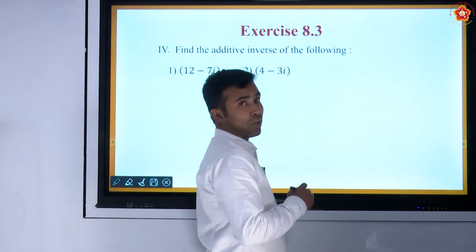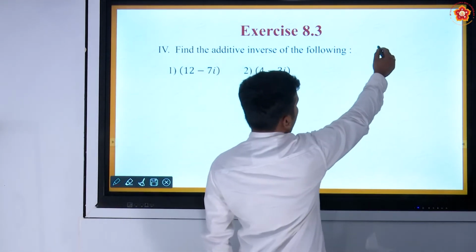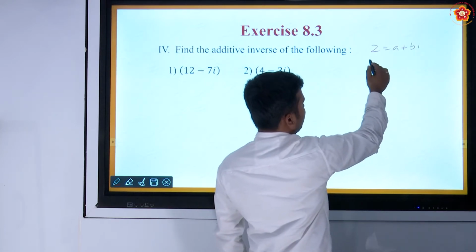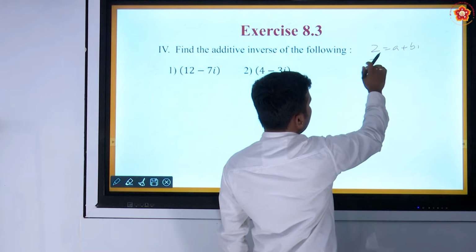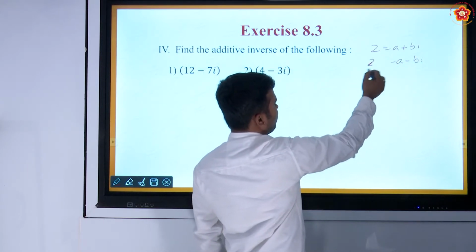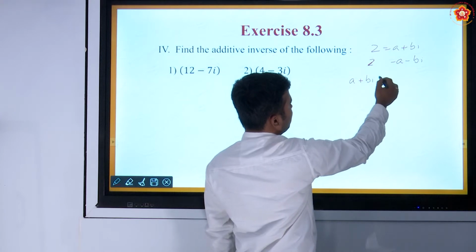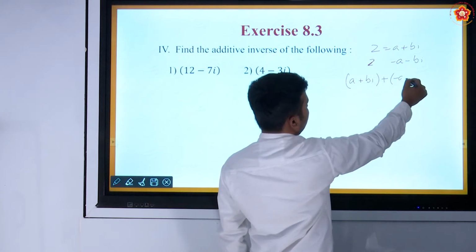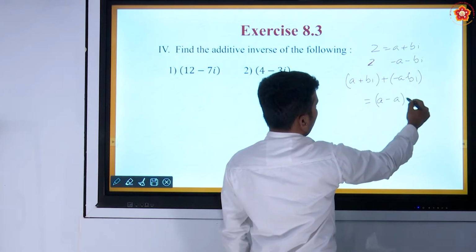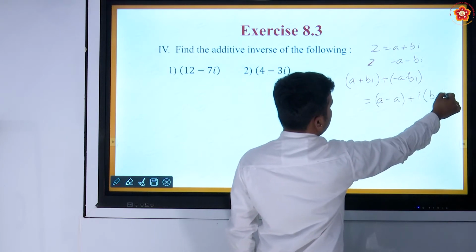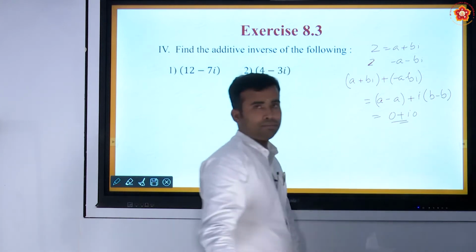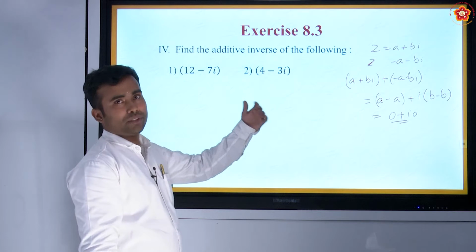What is the additive inverse of a complex number? Say if z is equal to a plus bi, then its additive inverse will be minus a minus bi. If you add, it will be a plus bi minus a minus bi. So this is equal to a minus a plus i times b minus b, and this is equal to 0 plus i times 0. This is the additive inverse. So we have to add something, and that gives 0.